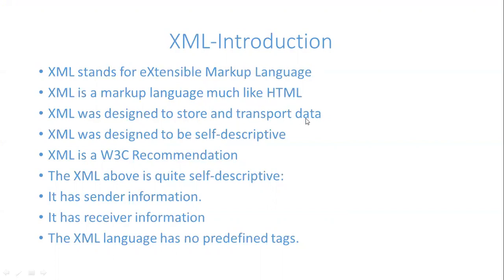It was designed to store and transport data. Most of the XML use is for storing, transporting, as well as displaying the data. It is a self-descriptive language. Because of its simplicity and ease of use, the W3C also recommends the use of XML. It has the sender information, the receiver information, and it has no predefined tags.